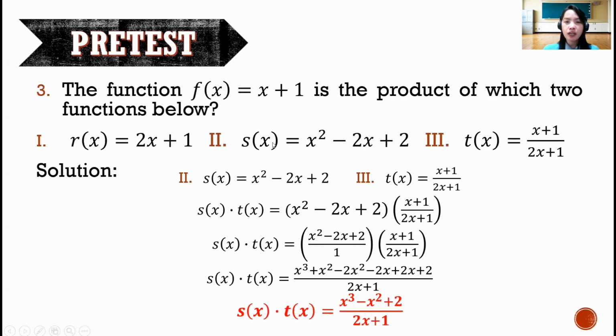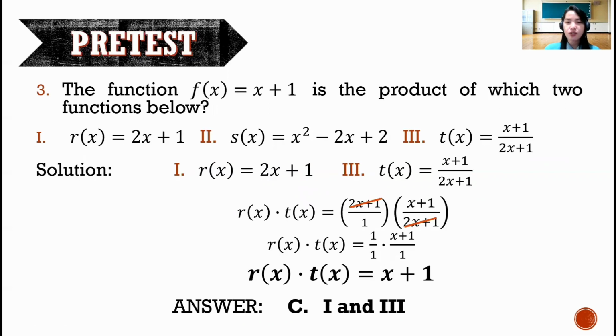What about the second function and then the third function? We're going to get the product of this. This is not equal to the function f of x. What about the first and the third function? This is the complete solution. Final answer, it's letter C, 1 and 3 for the first function and the third function.